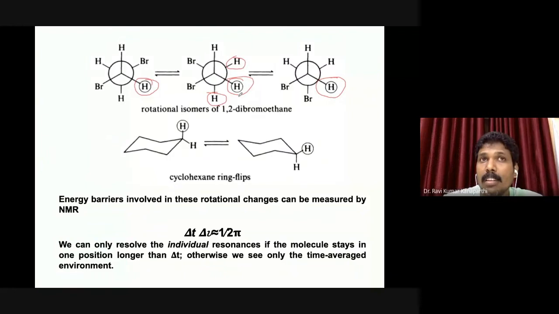I mean, it's not a very huge magnetic field which I'm talking about. It is the local magnetic field, which is different because of the presence of different chemical environments, right? Because of the conformers, right?